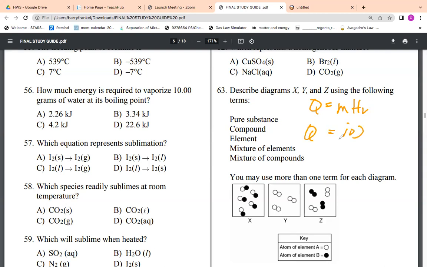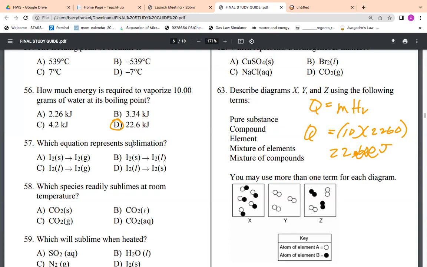We know that we've got 10 grams. HV is another physical constant of water. It is on your reference table. It is 2,260 joules for water. You multiply these and you should get 22,600, but they are reporting to kilojoules. This is in joules. So we have to convert from joules to kilojoules. All you got to do is just divide by 1,000. Okay, so you move your decimal 1, 2, 3 spots over. So it should be choice D, 22.6 kilojoules.